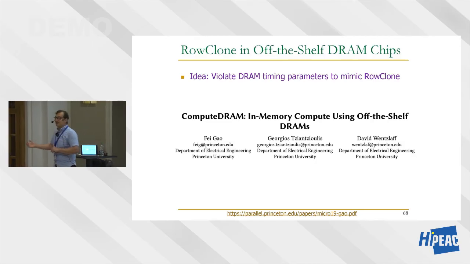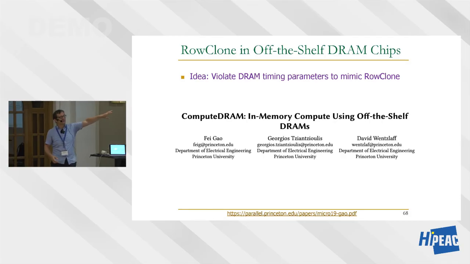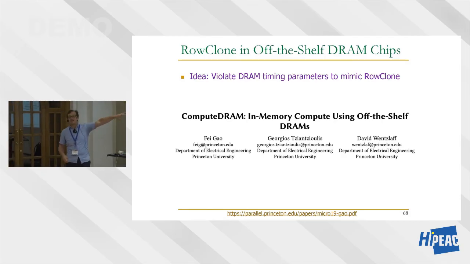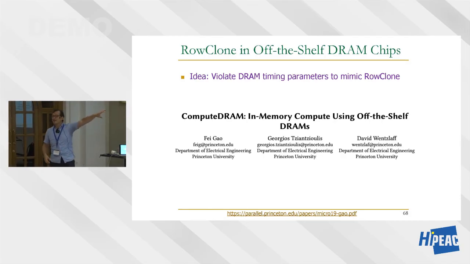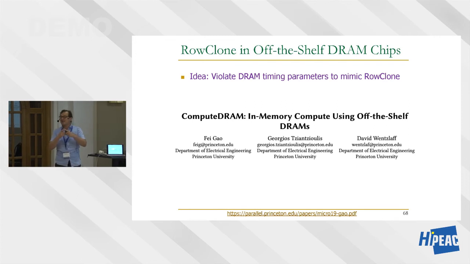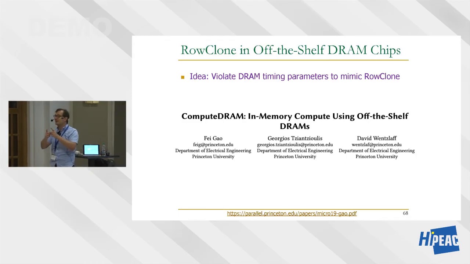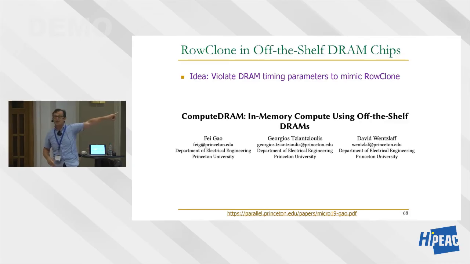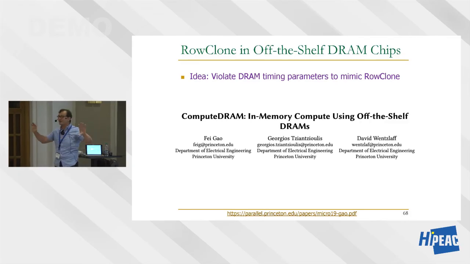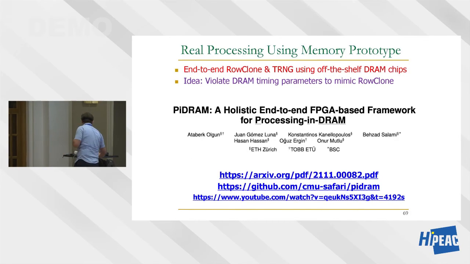Now, later work using our infrastructure, by good folks from Princeton, took our RowClone idea, and they showed that by violating the timing parameters, meaning the activate, precharge, activate sequence that happens in DRAM, without going into a lot of detail, by violating the activate-to-activate timing parameter, you can actually do this RowClone on real DRAM chips without modifying any hardware. Well, you need to modify the memory controller, but not the DRAM chip. So DRAM chips are already capable of this.